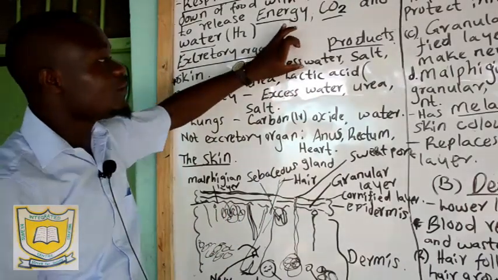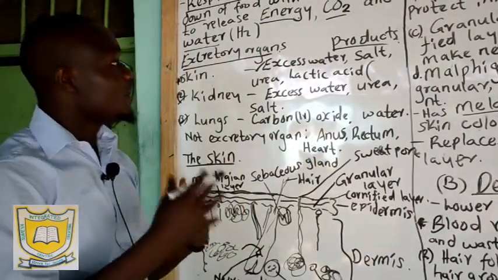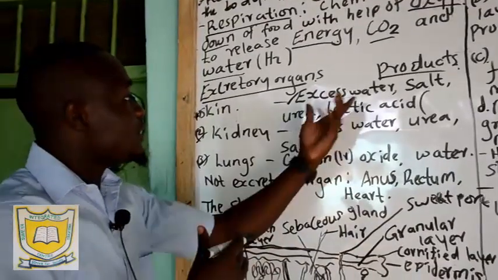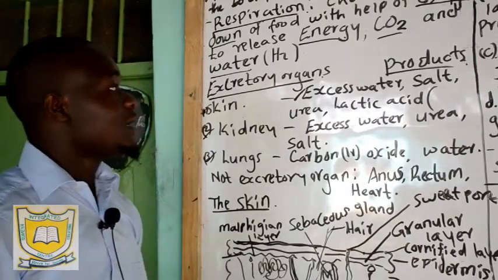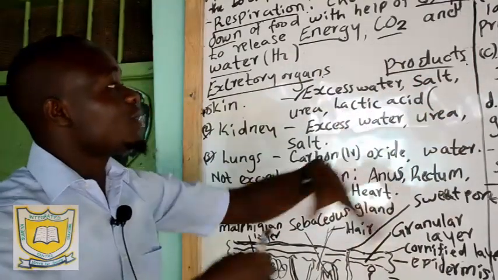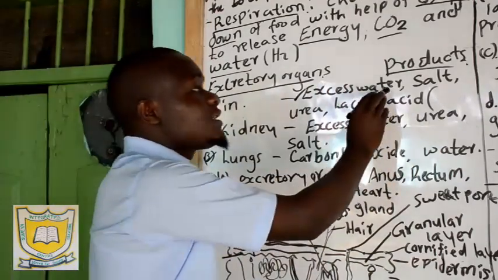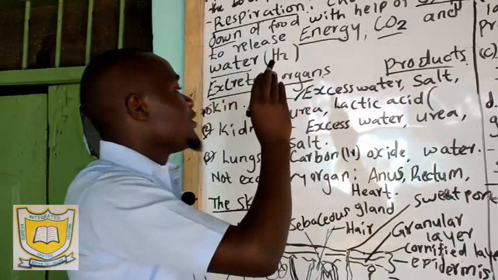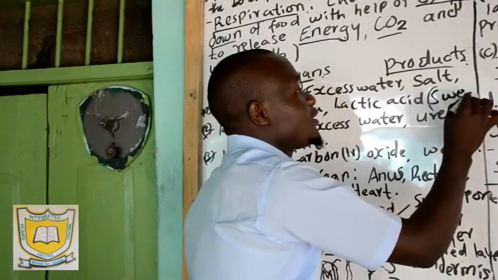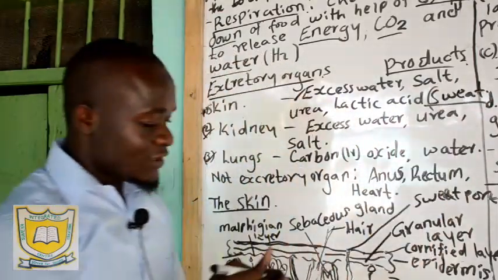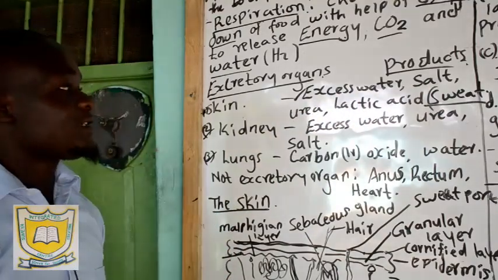We talk of the release of excess water because water is needed in our body, but when we have more than needed, it may bring health issues, so we have to release the excess. We also have to release the excess salt, urea, and lactic acid. The combination of excess water, salt, urea and lactic acid gives us what we call sweat. For you to say this is sweat, it must consist of excess water, salt, urea, and lactic acid.